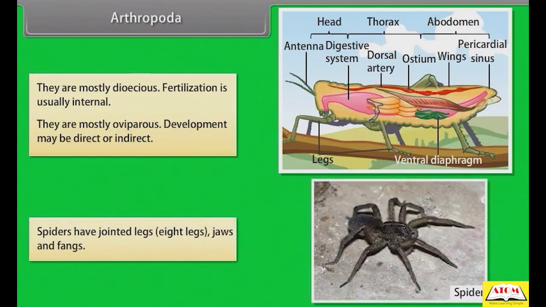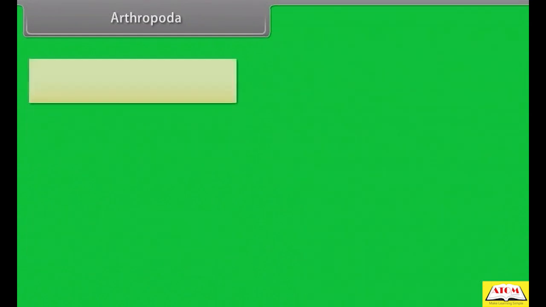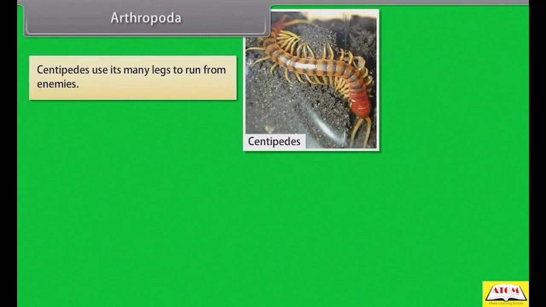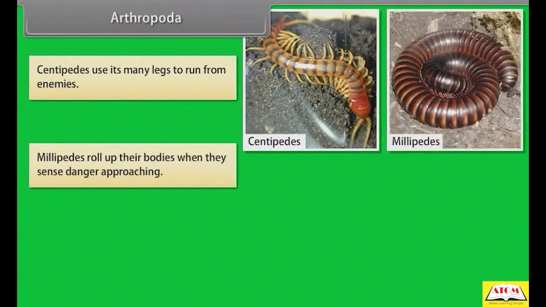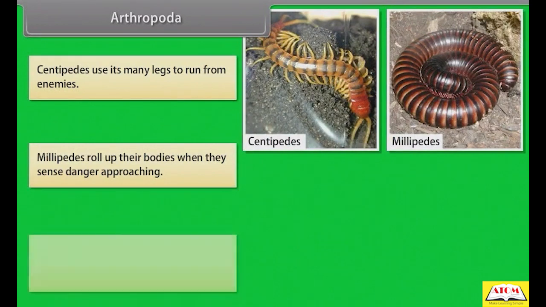Spiders have jointed legs, 8 legs, jaws and fangs. Centipedes use their many legs to run from enemies. Millipedes roll up their bodies when they sense danger approaching.